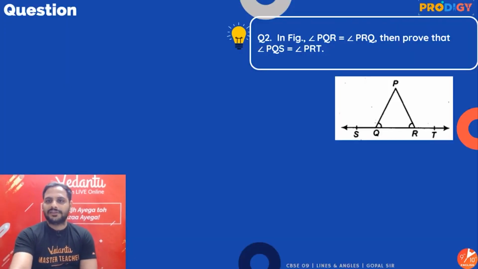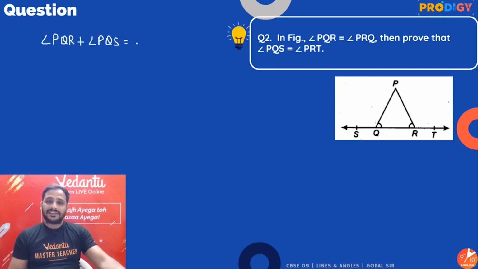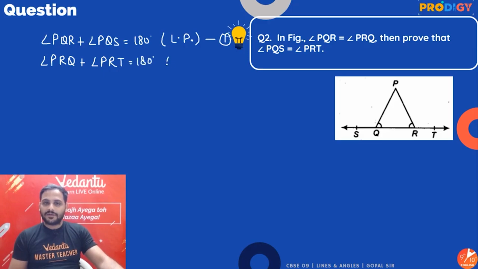Easy peasy. Next question, in the given figure angle PQR is equal to angle PRQ, then prove that angle PQS is equal to angle PRT. Very easy guys. So I can say, sir, first thing, angle PQR plus angle PQS will be equal to 180 degree, because they are a linear pair. Equation 1. Secondly, I can say angle PRQ plus angle PRT will also be equal to 180 degree, because they are also a linear pair. Equation 2.